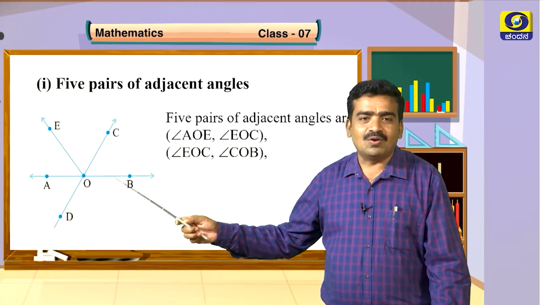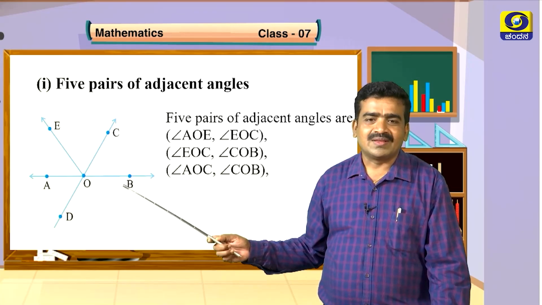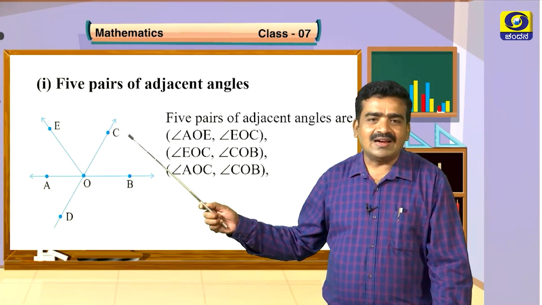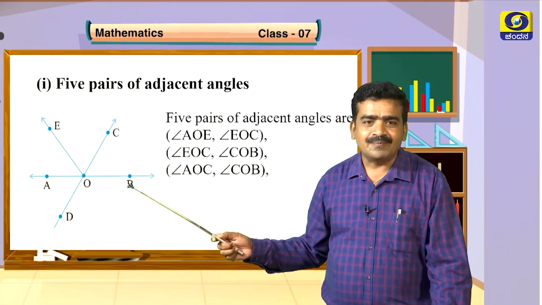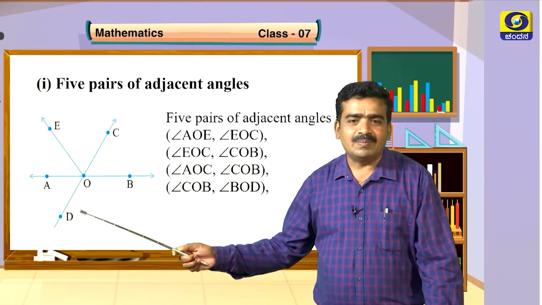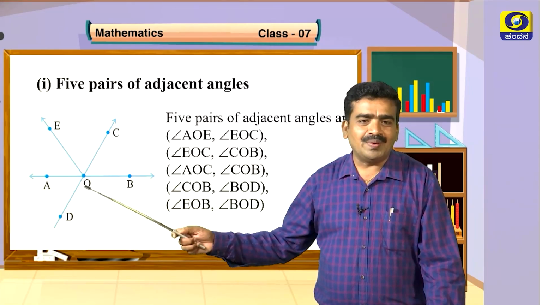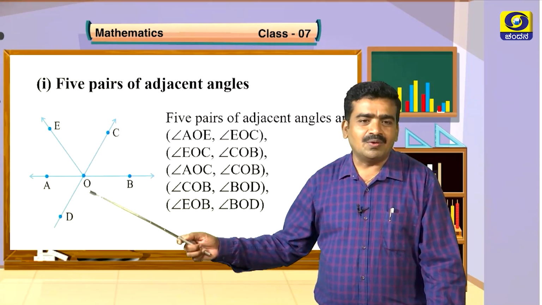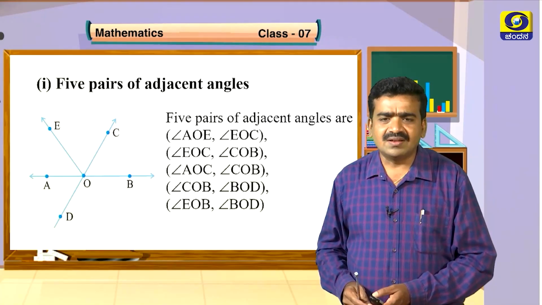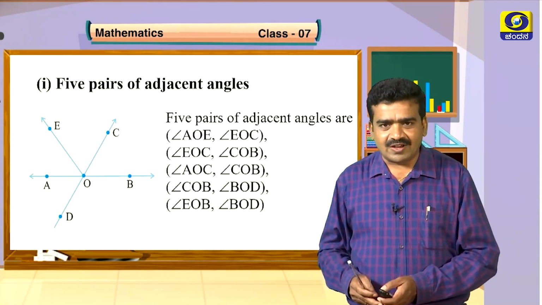Similarly, EOC and COB are another pair of adjacent angles. Let us come to one more pair: AOC and COB will be one more pair, and COB and BOD will be one more pair of adjacent angles. Similarly, EOB and BOD will be another pair of adjacent angles. You can write many more pairs of adjacent angles in this case, but we need only 5 pairs.